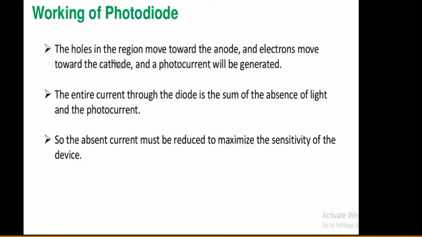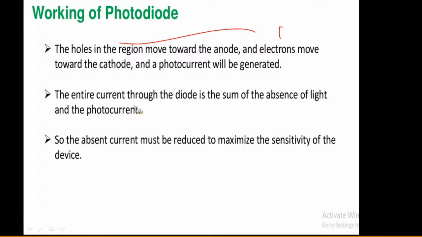Now, the holes in the region will move towards the anode and the electrons will move towards the cathode. In the sense, anode is nothing but your P-type and the cathode is nothing but N-type. Ultimately, the holes will move to the P-type region, and at the same time, electrons will move from the N-type to the P-type. Now, this is the movement of your electrons and holes.